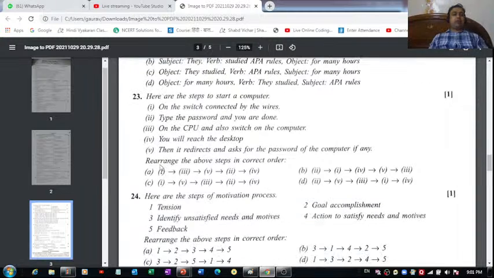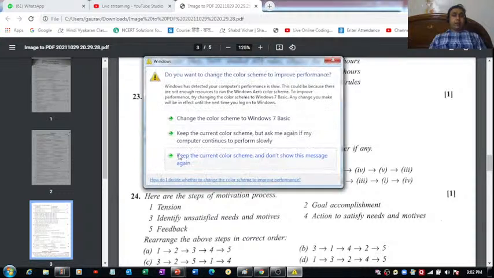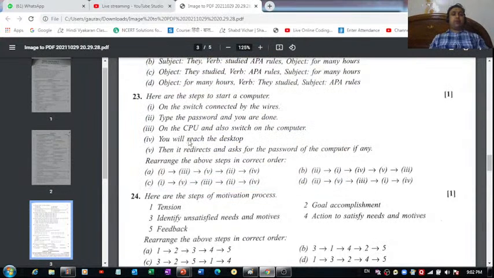Then we have question number 23, which says, here are the steps to start a computer. We have been given some steps, and now we have to rearrange them in the correct order. Let's do that quickly. There are 5 steps. Let's find out which step should come first. We have to switch on the switch connected by the wires first, so this is the first step.